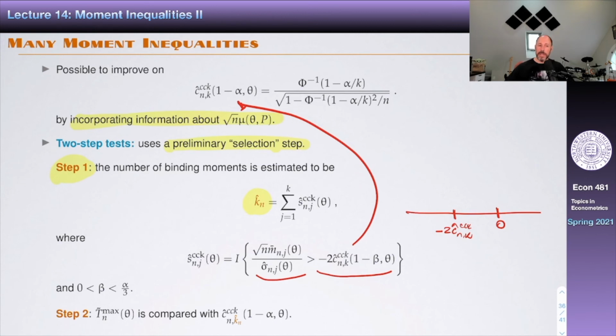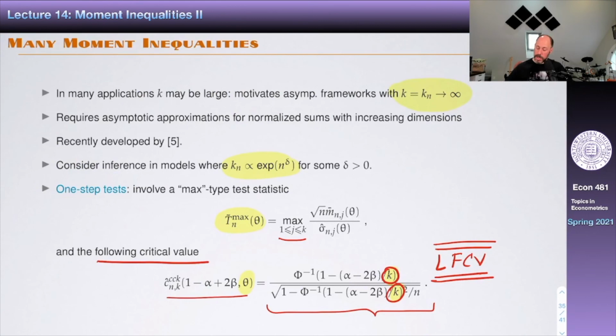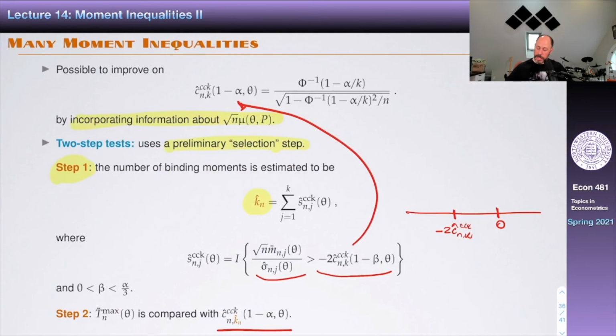And then in the second step, you just do this, which I think I have to check. I forgot this. You should look at the paper, but I think that here, this critical value shouldn't be 1 minus alpha. It should be 1 minus alpha plus 2 beta. I'll check that when you look at the paper. If you're going to use this, I may have made a mistake. I need to check this. I'm going to do a cross here so that I remember.